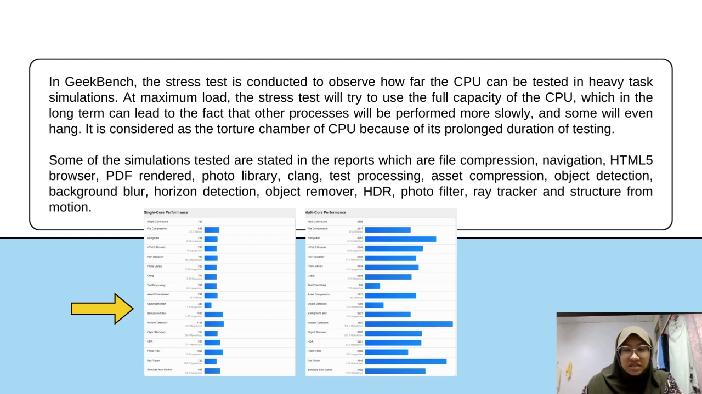Some of the simulations tested are stated in the reports, which are file compression, navigation, HTML5 browser, PDF renderer, photo library, clang, text processing, asset compression, object detection, background blur, horizon detection, object remover, HDR, photo filter, ray tracer, and structure from motion. So there are lots of simulations, and that's why it takes a long time. We can also conclude that the highest score belongs to the Intel Core.